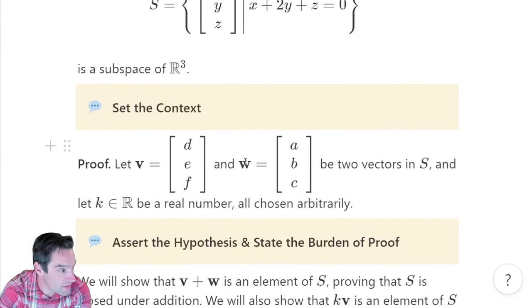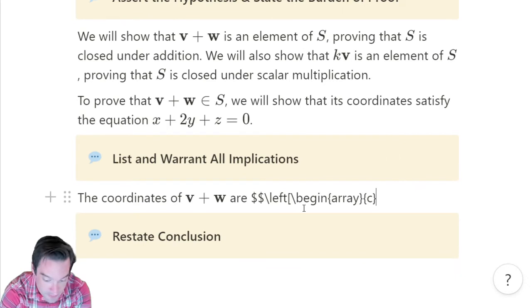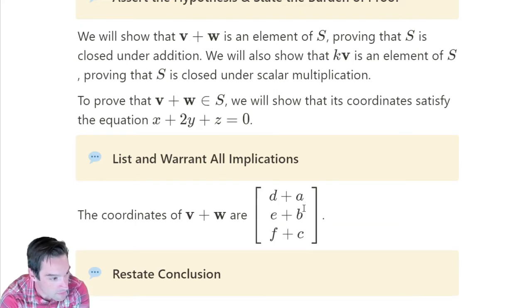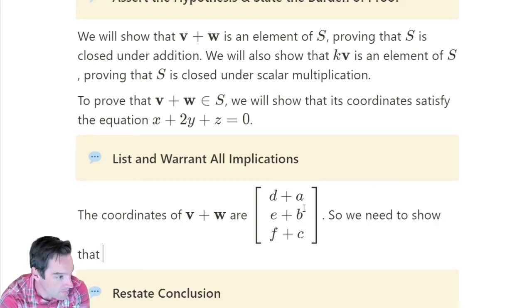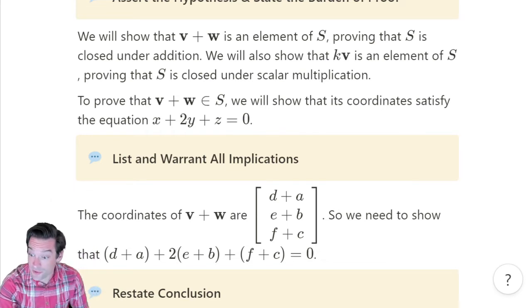So the coordinates of v and w are d, e, f, and a, b, c. So when I add them together, I get d plus a, and e plus b, and f plus c. So we need to show that the x-coordinate, which is d plus a, plus twice the y-coordinate, which is e plus b, plus the z-coordinate, which is f plus c, is equal to 0. So that's the thing that I need to prove is actually true.